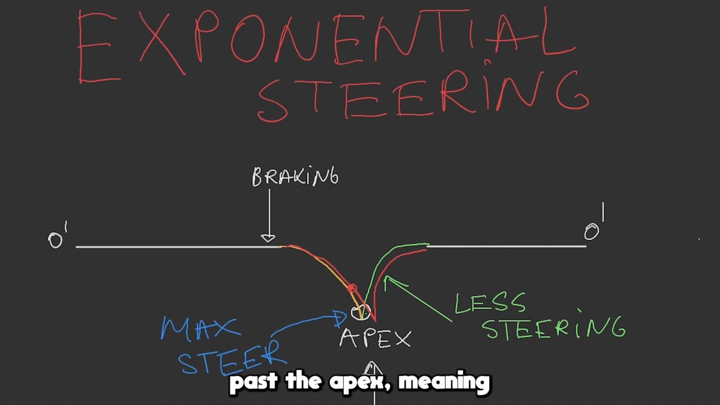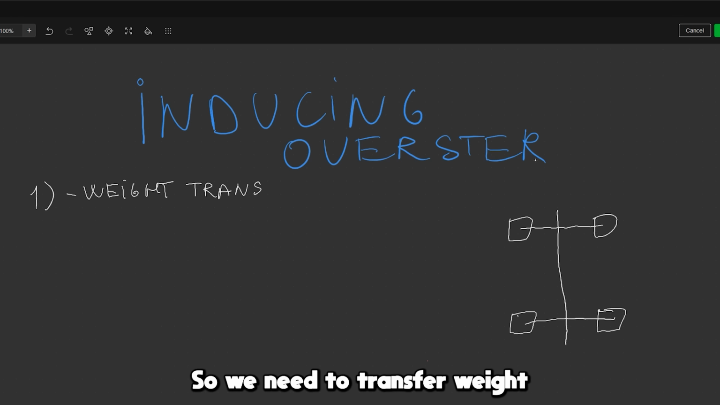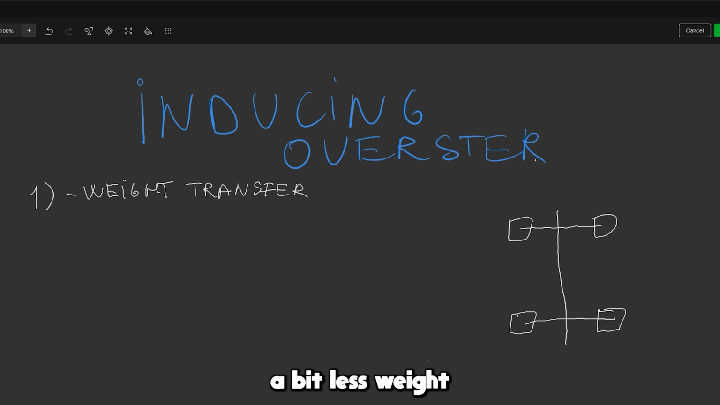To induce oversteer, we need two main ingredients. We need firstly some kind of weight transfer. We need to be able to make the rear tires loose, so we need to transfer weight from the rears to the fronts, so that the rear tires will have just a bit less weight, so that the rear will be dancing. And secondly, and this is a secret ingredient that most of the drivers are overlooking, we need to keep the front tires alive.